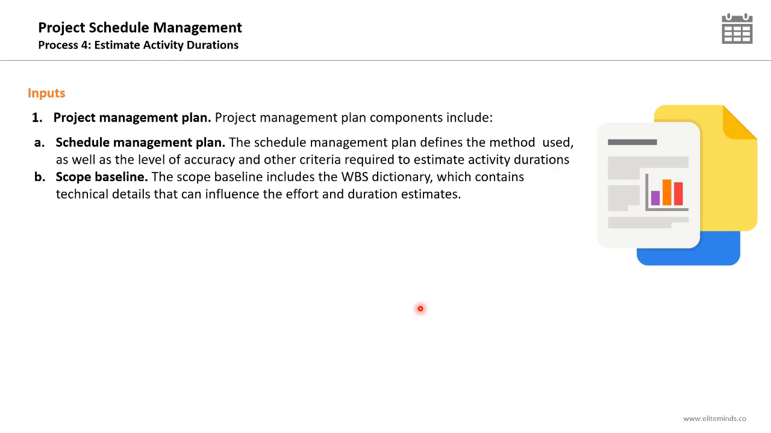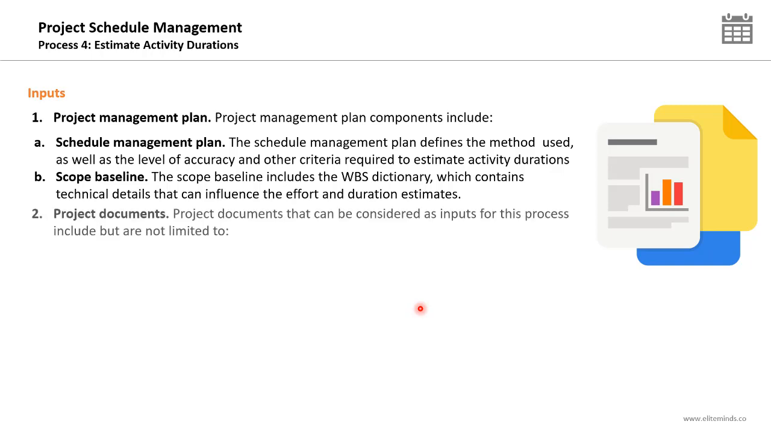Another input is the scope baseline, which includes the work breakdown structure dictionary, which contains technical details that can influence the effort and duration estimates. The work breakdown structure dictionary is the document with all the details of the work breakdown structure components. Now, in order to determine the level of effort and the technicality required to complete the work related to specific activities, we need to have access to the WBS dictionary.